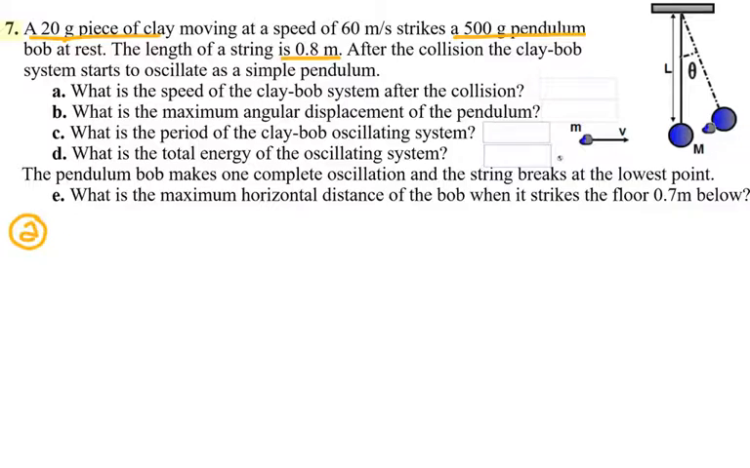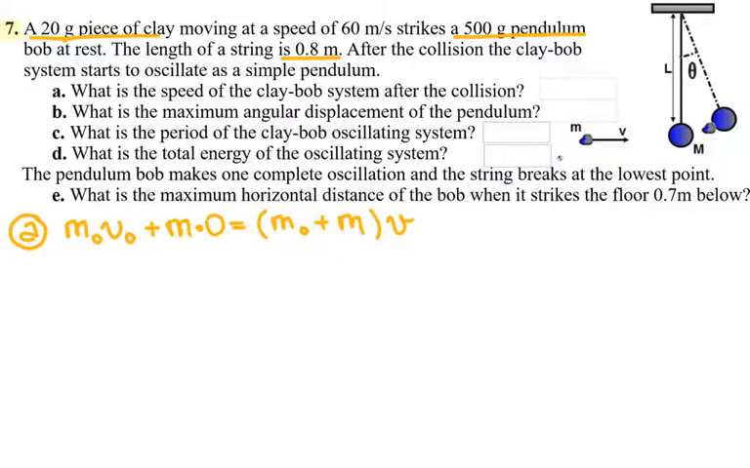So I have, let's call the clay m sub 0, v sub 0, that's the initial velocity, plus the mass of the bob, velocity of the bob. And then after they stuck together, so I have the mass of the clay plus the mass of the bob and their velocity after, the one that they asked me to find.